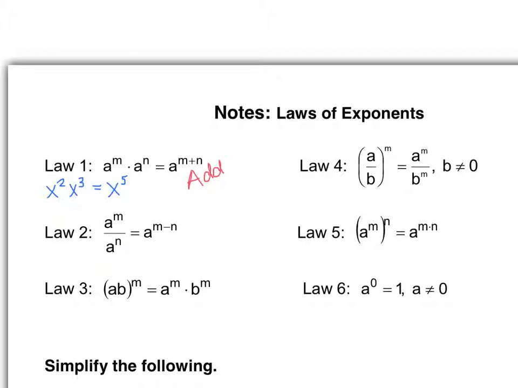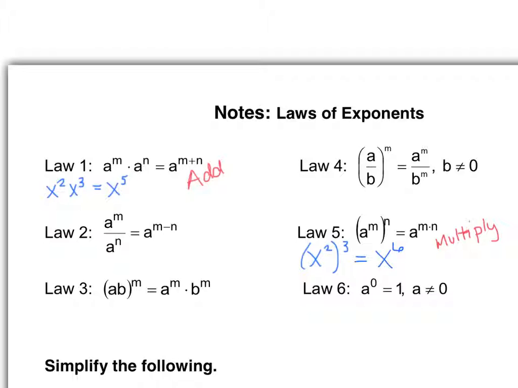The one that's similar to that, that people get confused, is this one down here, law 5. Instead of adding your exponents, you multiply them. So, for example, say we have x squared all cubed. Here, there's just one base. Our exponents are right next to each other. We multiply them. So this would equal x to the 6th.